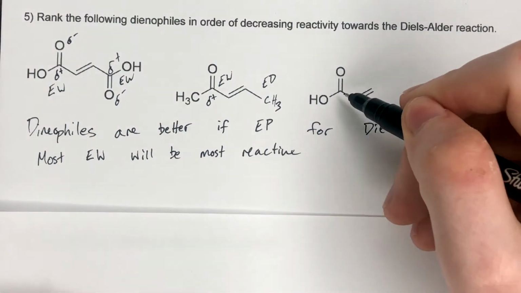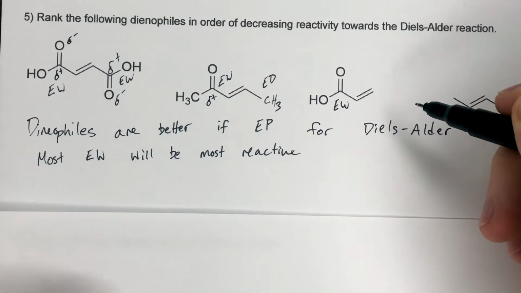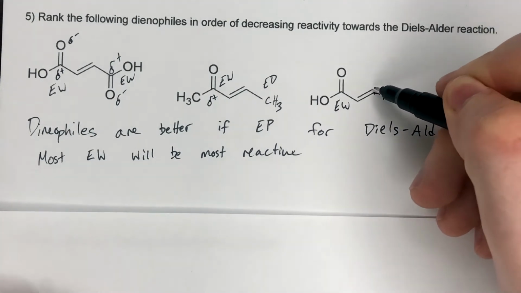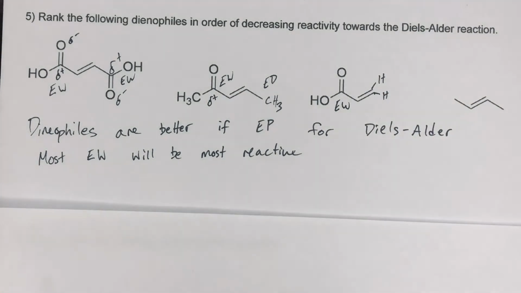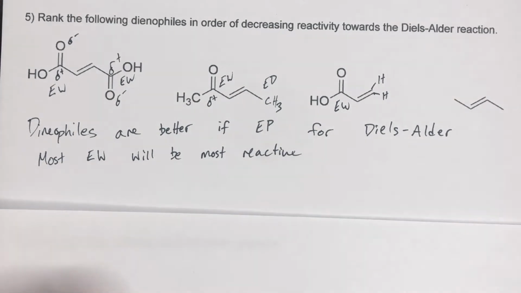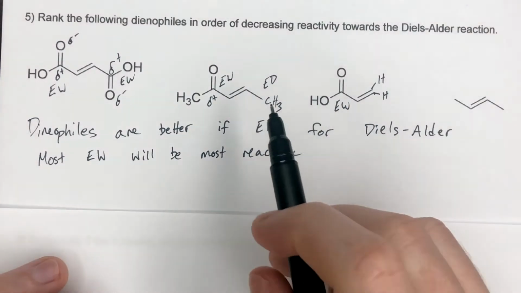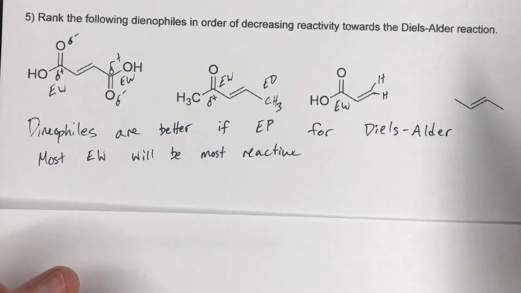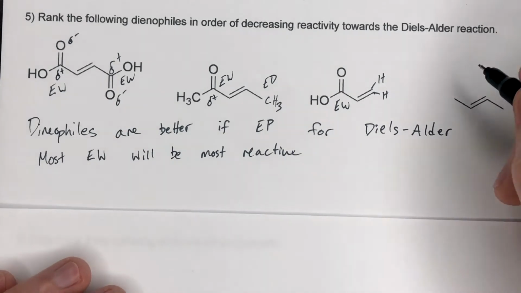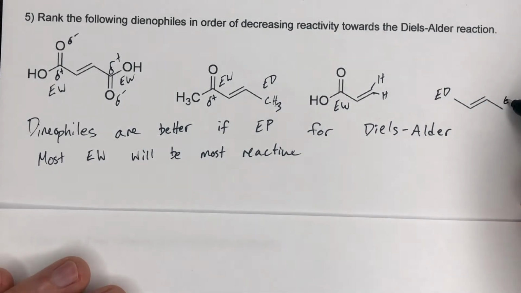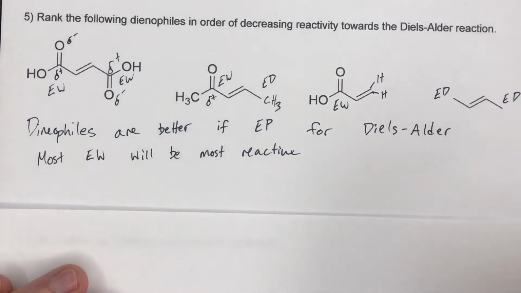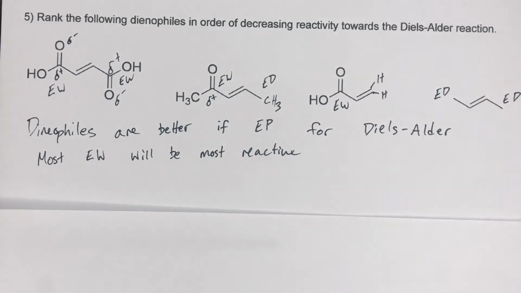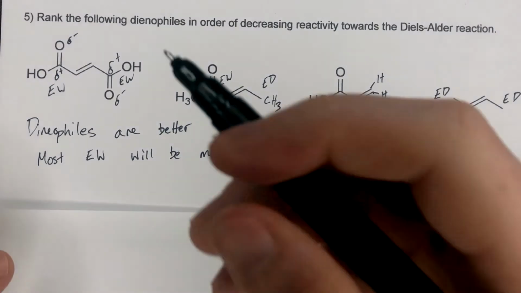All right, then if we move on, we again have electron withdrawing, the carboxylic acid group here, but then we have two hydrogens. These are just kind of neutral. They're neither electron donating nor electron withdrawing. They're just there, and they don't have a significant effect here. So if we're comparing the second and third molecule, the third one would be more reactive than the second one. Moving on to the last one, we have two methyl groups. These are both electron donating, so this is going to be our worst dienophile towards Diels-Alder because it is very electron rich.